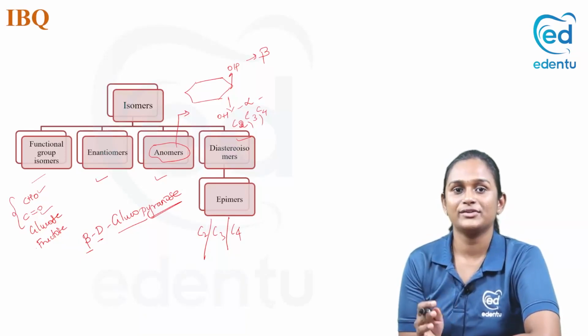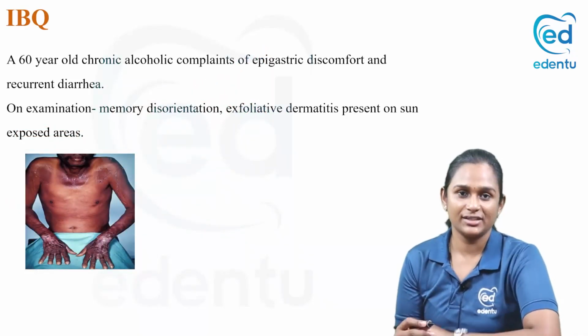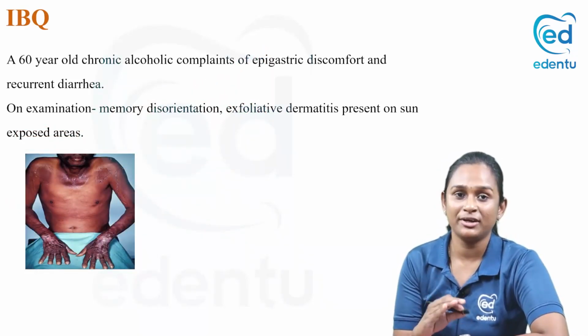So this is how isomers are classified. Next we will look into an interesting case and also an image based question.